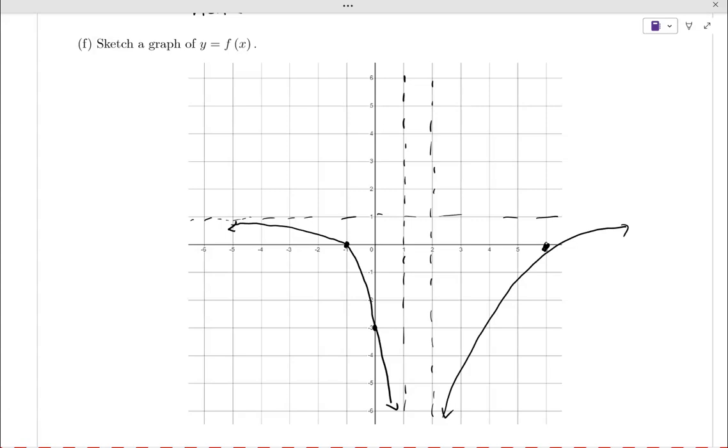The piece in the middle is a little bit tricky, but are we okay so far? I'm going to do more examples of this. This is not the only example we're going to do. But is this okay?